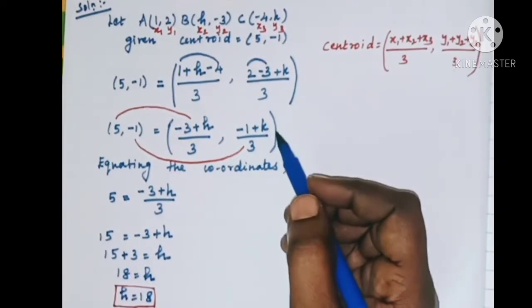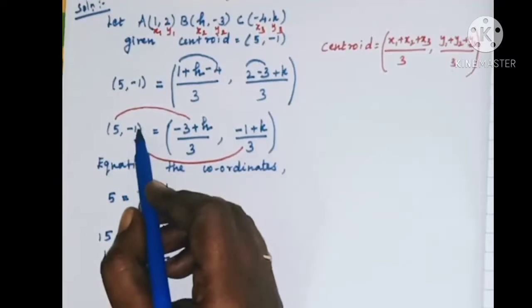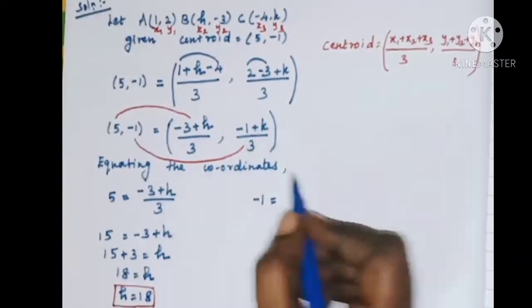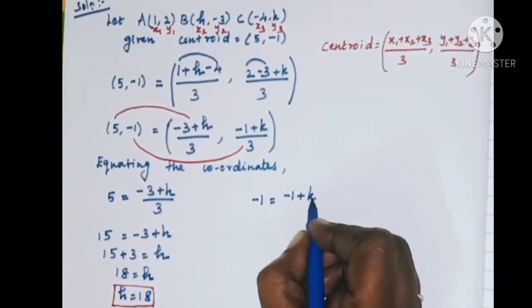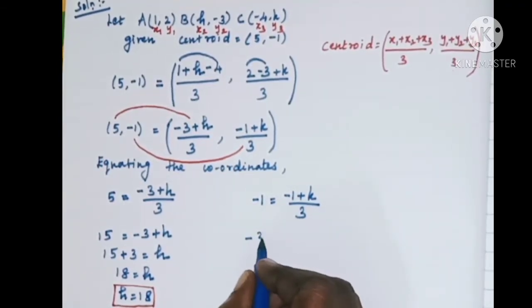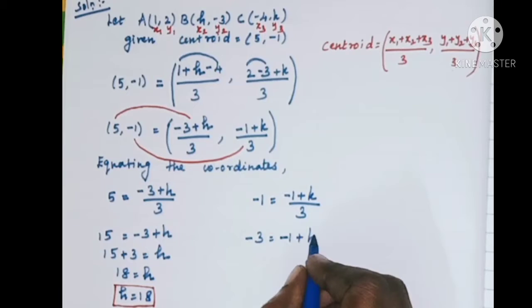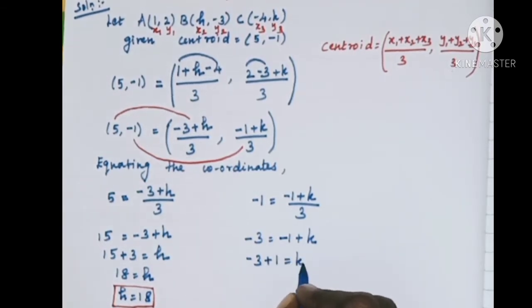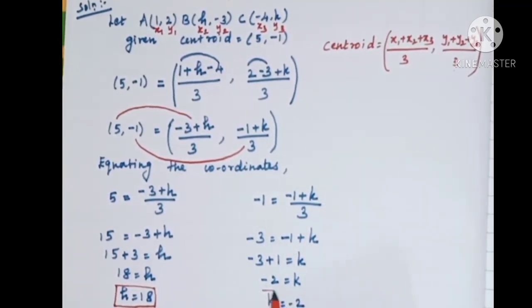Next we have to find the second coordinate, that means the y coordinate. So minus 1 is equal to (minus 1 plus k) divided by 3. Cross multiplying, minus 3 is equal to minus 1 plus k. This minus 1 will become plus 1 when it comes to the left hand side, so minus 3 plus 1, which is minus 2, is equal to k. Therefore we have k equal to minus 2. So we found the value of h and the value of k.